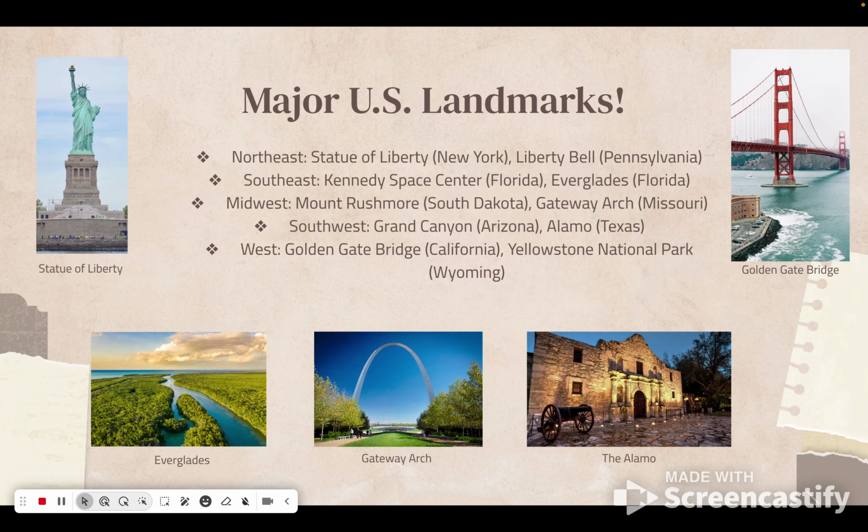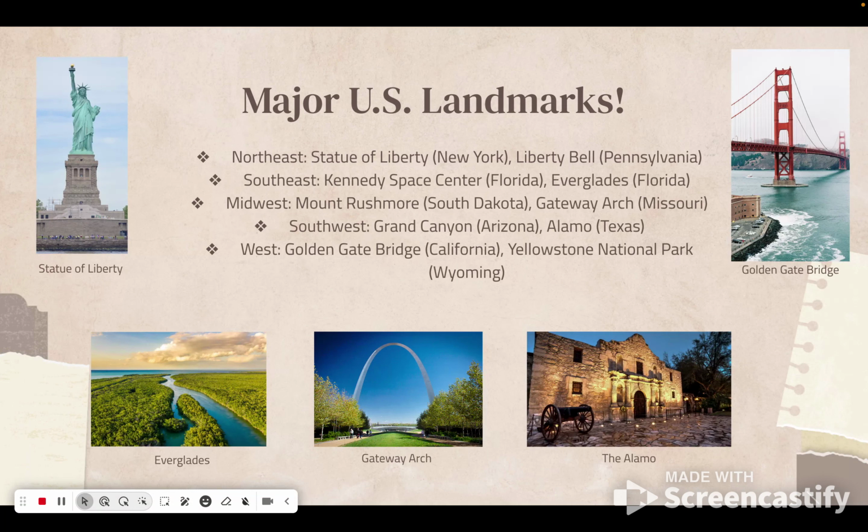Moving on, here are some major U.S. landmarks. In the Northeast, there is the Statue of Liberty, which is found in New York, and the Liberty Bell, which is found in Pennsylvania. And to our left, you can see a picture of the Statue of Liberty. In the Southeast, you can find Kennedy Space Center, which is in Florida, and the Everglades, which is also in Florida. In the Midwest, we have Mount Rushmore, which is South Dakota, and the Gateway Arch, which is in Missouri.